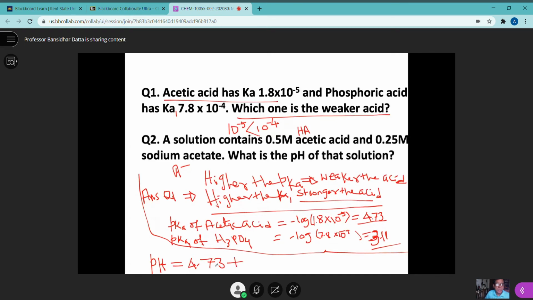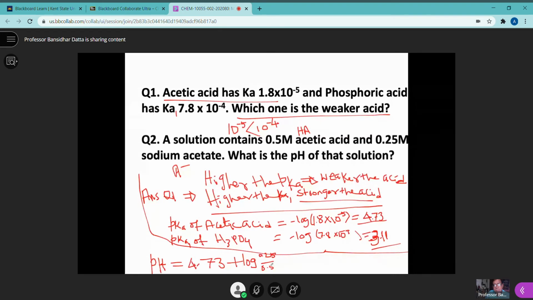pH equals 4.73, the pKa, plus log of, what shall I write? Is it the log of A minus divided by HA? That's the Henderson-Hasselbalch equation for the buffer. That is correct. So pH equals 4.73 plus the log of 0.25 divided by 0.5. That is correct. Very good.